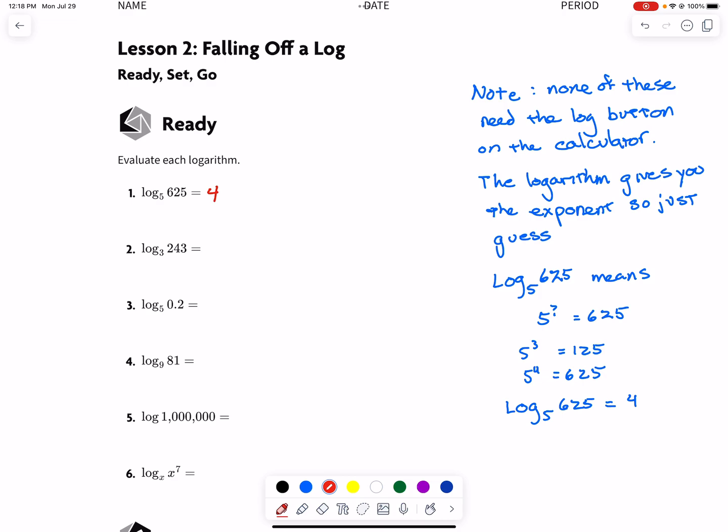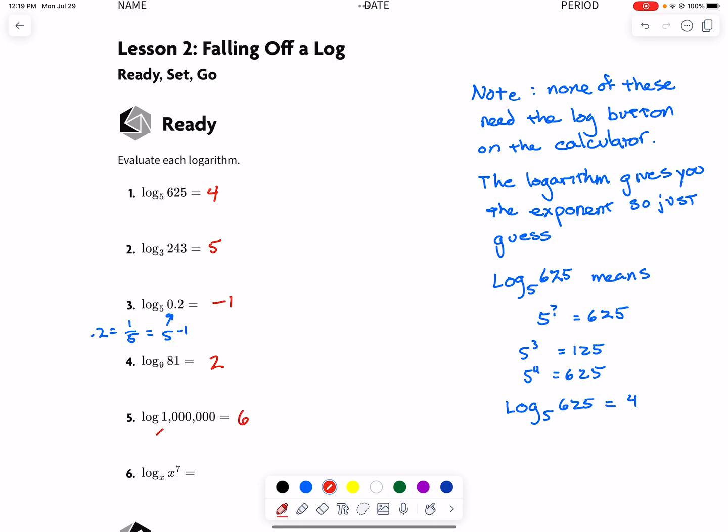3 to what gives you 243? Mess around with the calculator, you see that it's 5. In order to do this next one, we have to think of 0.2 as a power of 5. 0.2 is 1/5, so that's 5 to the -1. So the exponent, which is what we want, is -1. 9 squared is 81. Log of a million is 6.